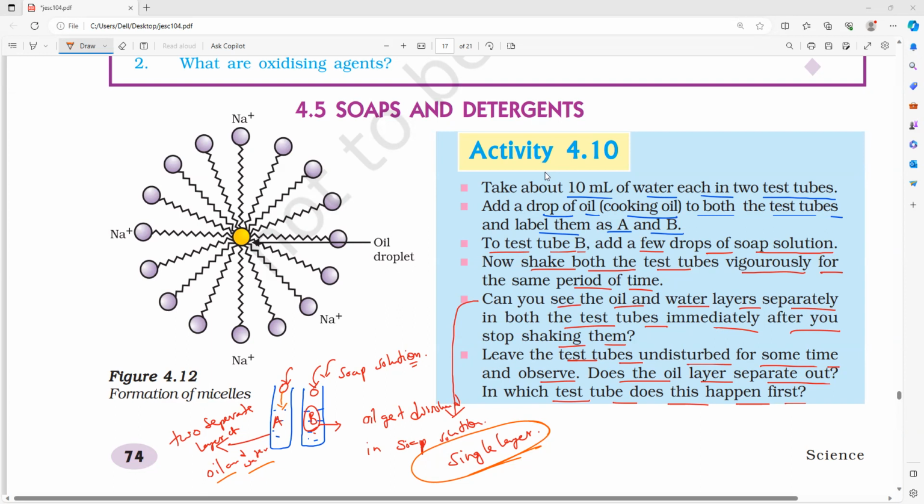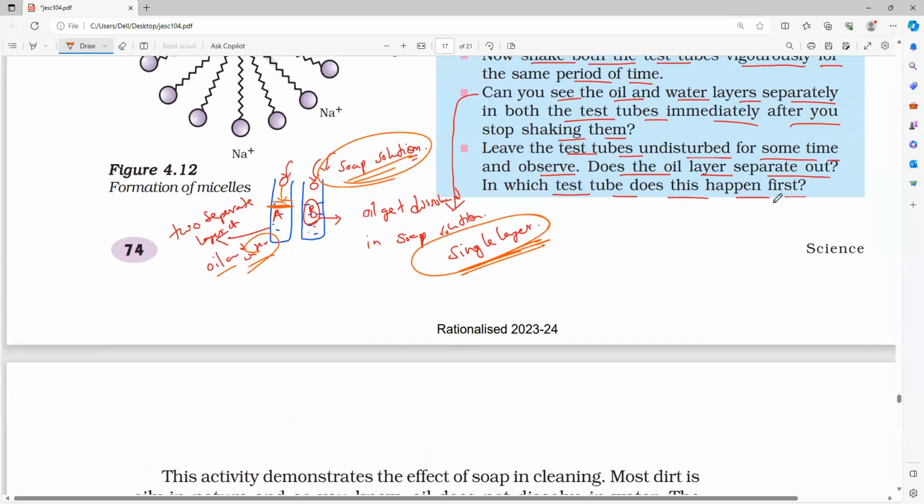But oil can be dissolved in the soap solution. So the soap solution can clean the oil stains. That is why only a single layer will form here, because oil can completely dissolve in soap solution, but oil cannot dissolve in water. So we notice two separate layers here, but a single layer there. That is the difference between cleaning with normal water and cleaning with soap. I hope you are all clear. So that is activity 4.10.